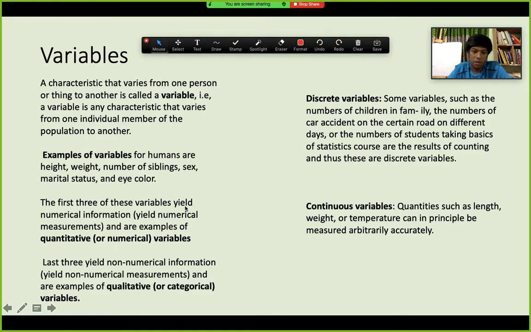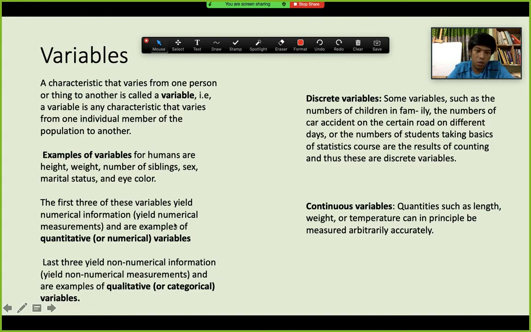Qualitative data, these last three, sex, marital status, and eye color, are qualitative data because we do not give them any number. What is the sex? This is male or female. So this is not a number. This is marital status. Are you married or not married? So basically these are not numbers. These are non-numerical information, or categorical variables. So we have these two kinds here.